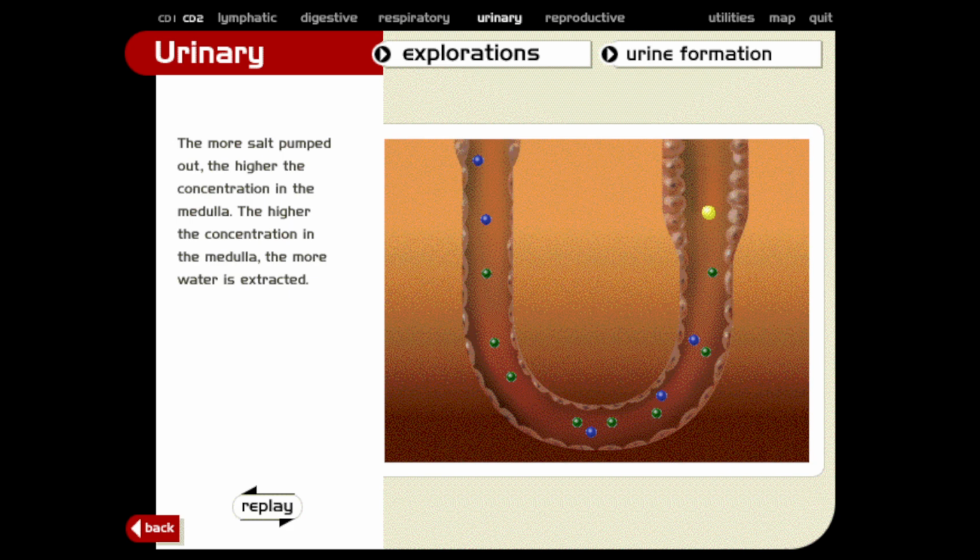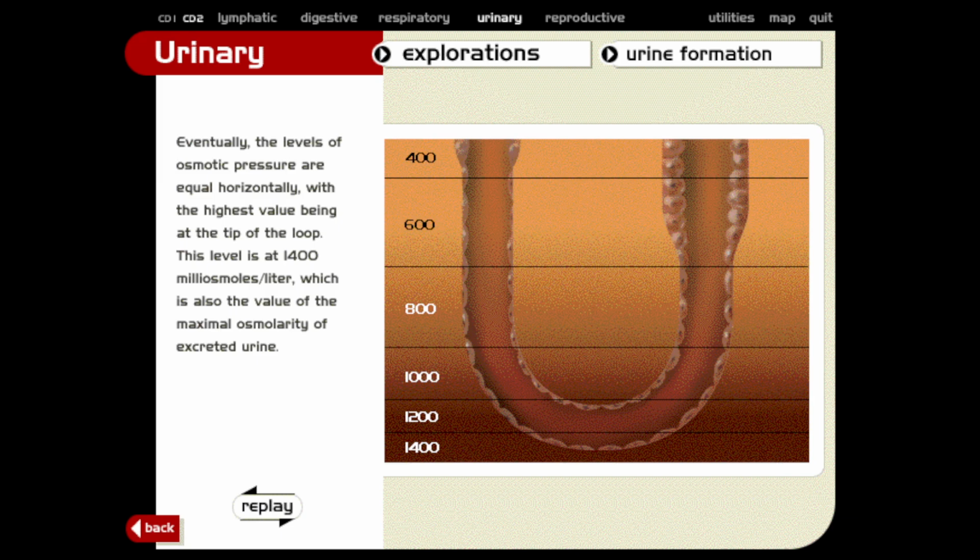The more salt pumped out, the higher the concentration in the medulla. The higher the concentration in the medulla, the more water is extracted. Eventually, the levels of osmotic pressure are equal horizontally, with the highest value being at the tip of the loop. This level is at 1,400 milliosmoles per liter, which is also the value of the maximal osmolarity of excreted urine.